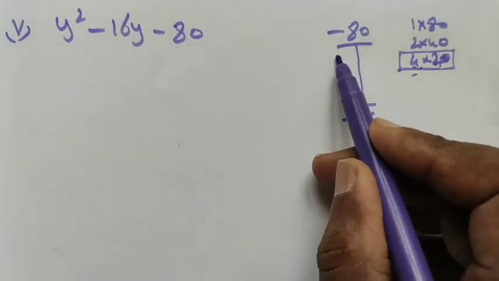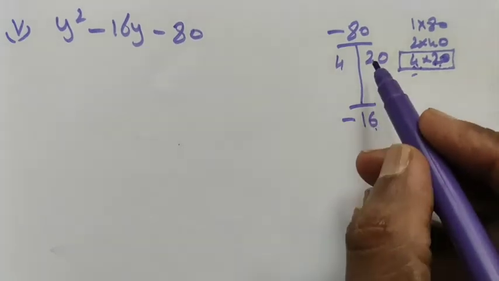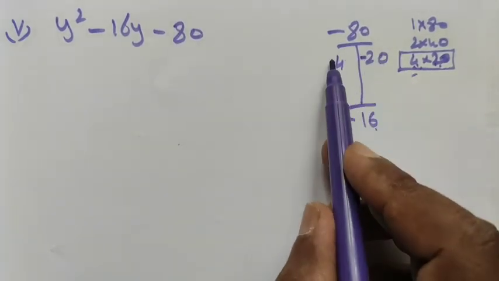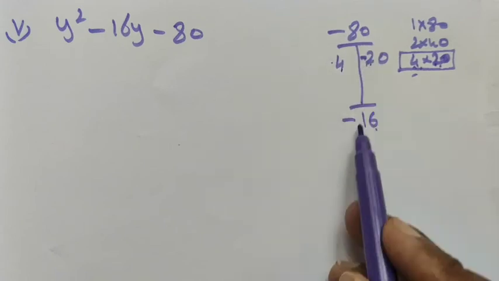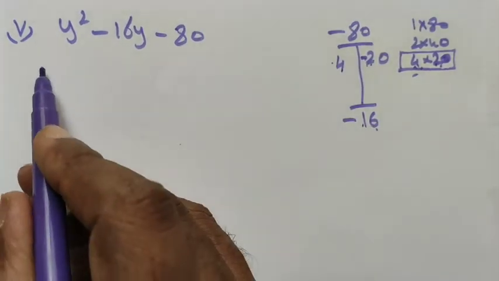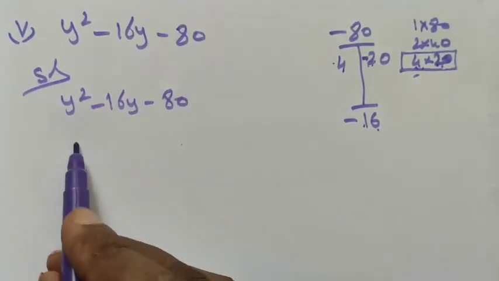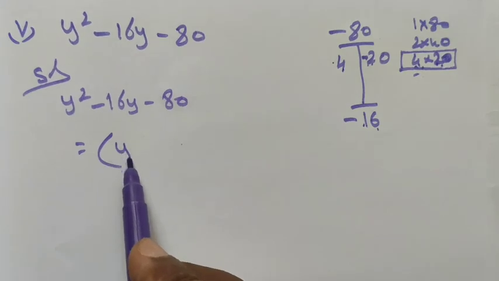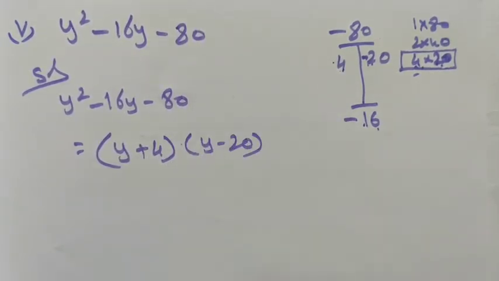So here 4 into 20, here we need a minus value, so the highest value I put minus, plus into minus, minus, 4 into 20 is 80. If you subtract we get minus 16. So solution: y square minus 16y minus 80 is equal to, the variable is y plus 4 and then y minus 20 are the factors.